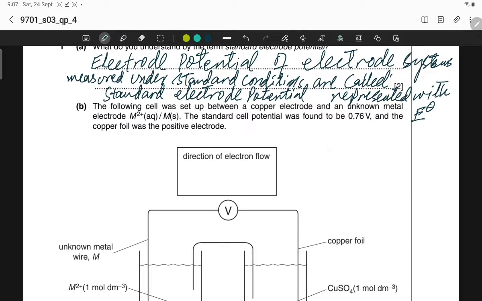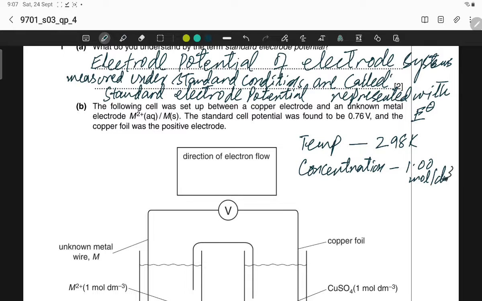And you know that the standard conditions are temperature should be 298 Kelvin, concentration 1 mole per dm cube, and pressure is 101 kilopascal, which is equal to 1 atmospheric pressure.